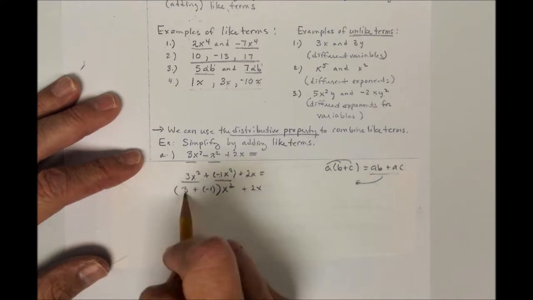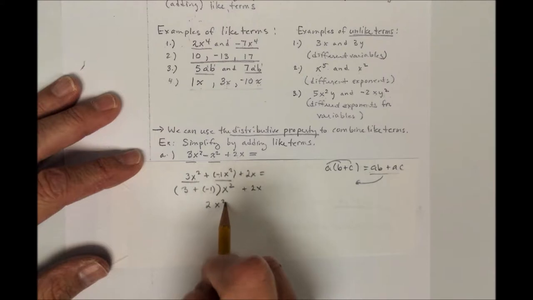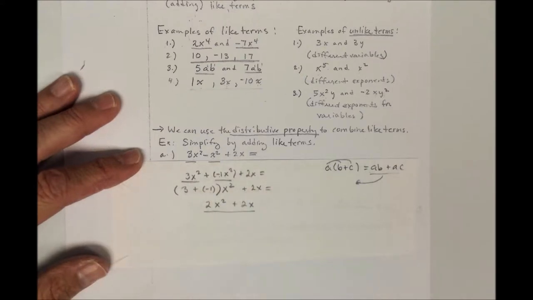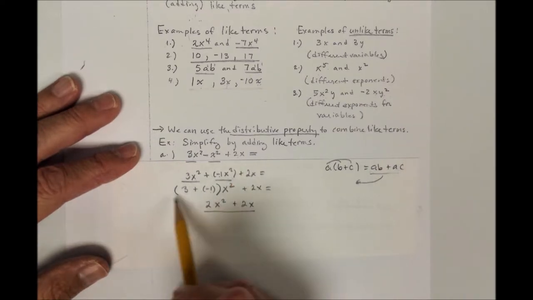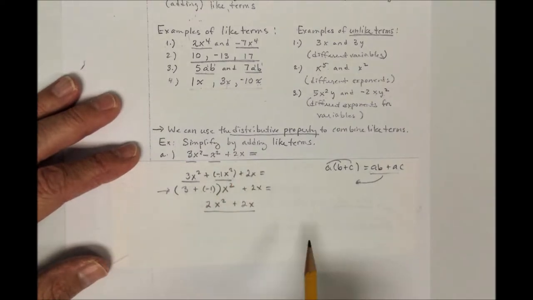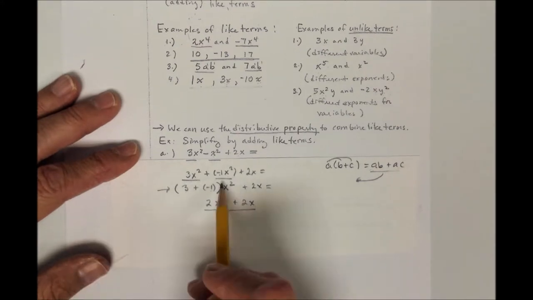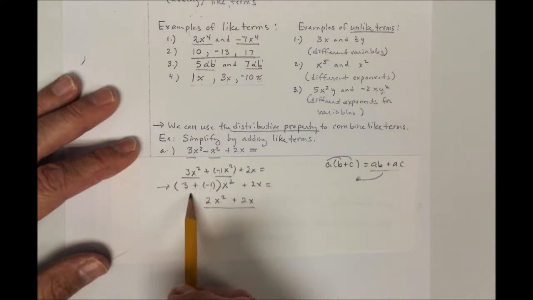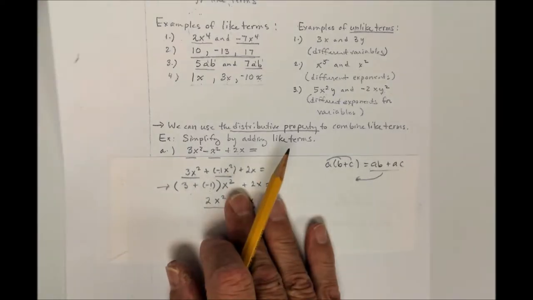And 3 plus negative 1 is 2, so I have 2x squared plus 2x, and that would be simplified by combining the like terms, the first two terms being like terms. Now, I don't normally write this step in where I'm using the distributive property. I kind of just go ahead and do that part of it in my head. It saves a little bit on time, but if you have trouble, especially with the signs, I would suggest that you put this step in. We'll try a couple more examples here.